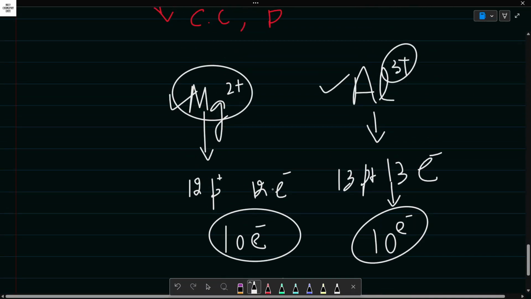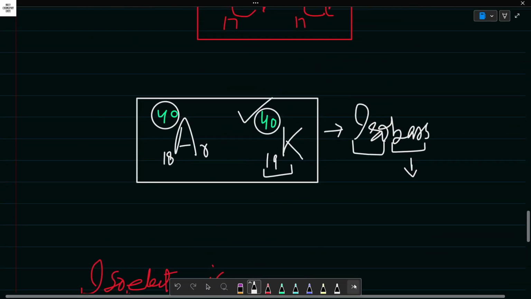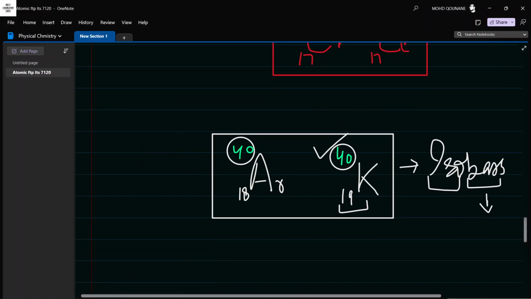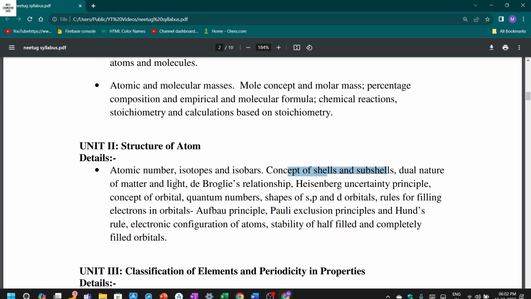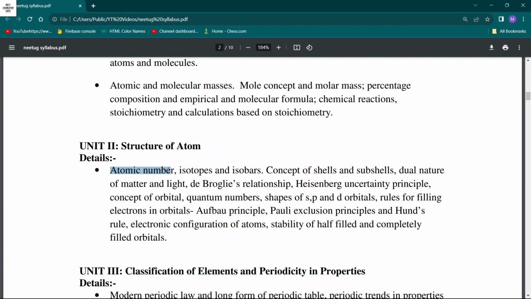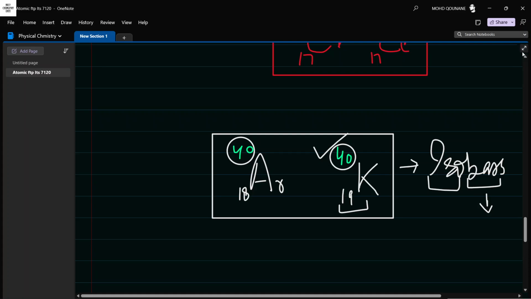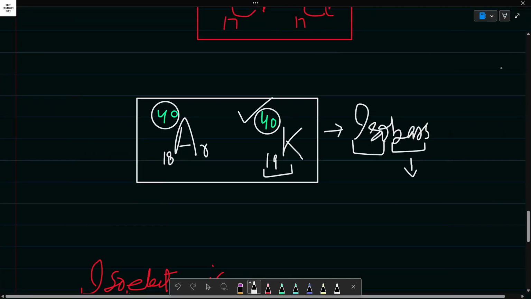That's it for the first few topics mentioned in the NEET syllabus. We have covered atomic number, isotopes, isobars, and also isoelectronics. After this, in the second video, we'll be discussing the concept of shells and subshells. In the third video, like this, we'll be making other videos as well on all the topics. In this way, this chapter, atomic structure, will be covered in 10 to 12 days.